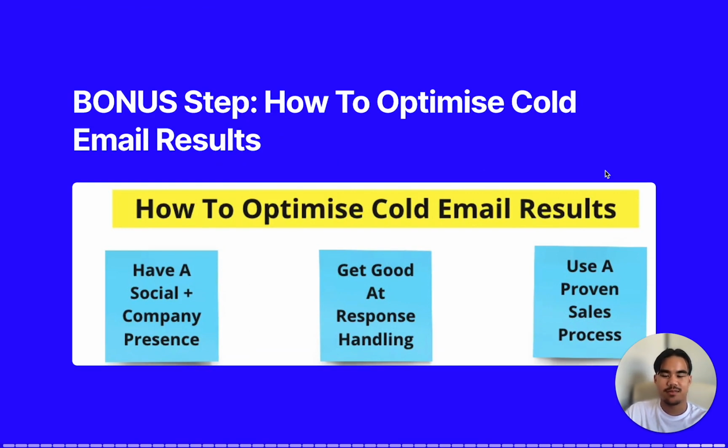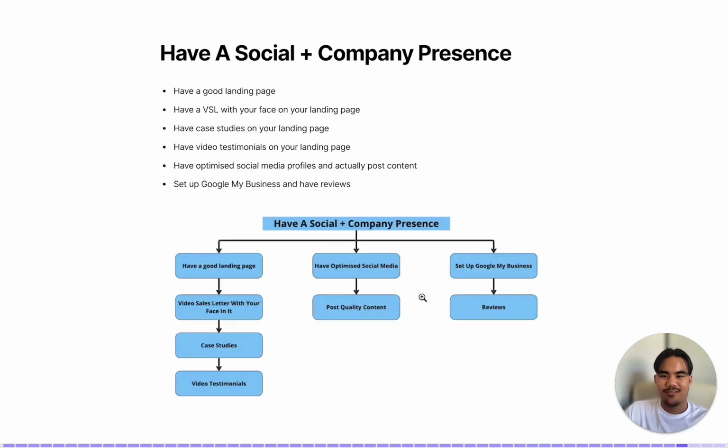So a bonus step on how to optimize your cold email results is to have a social and company presence, get good at response handling, and use a proven sales process. So we want to have a social media and company presence. To have that, we need to have a good landing page, a video sales letter with your face in it. You want to have case studies and video testimonials. We also want to have optimized social media profiles with posts of quality content. And if possible, set up Google My Business reviews or any other PR type reviews.